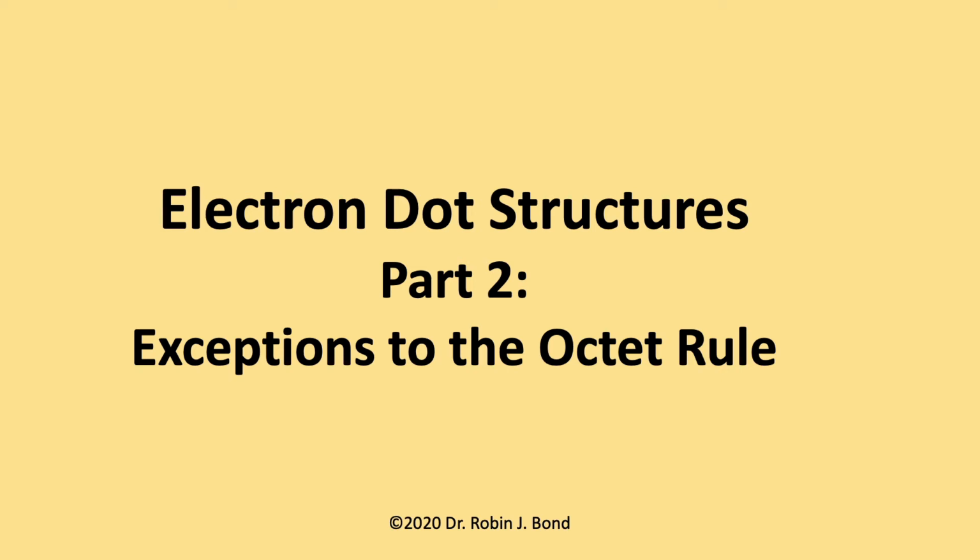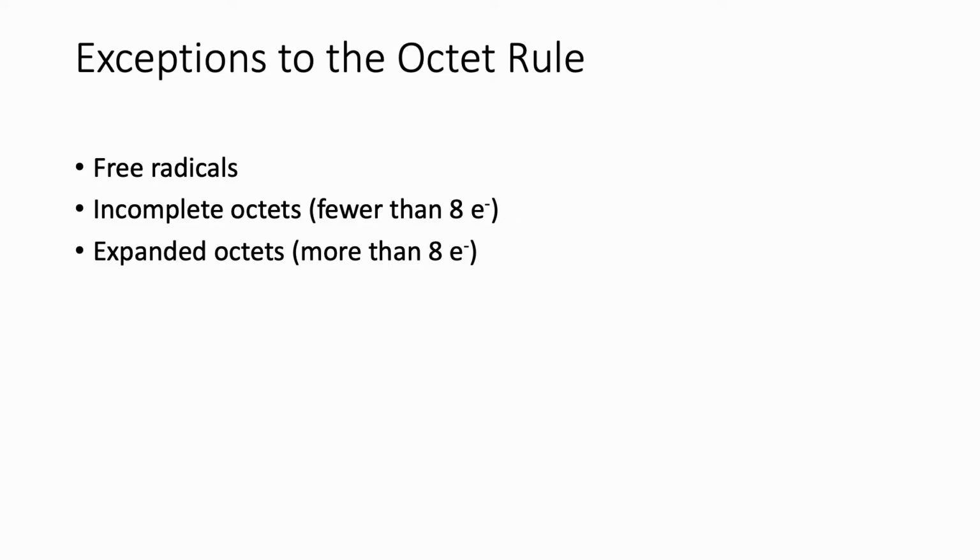Hi, today we're going to talk more about electron dot structures, and specifically we're going to talk about those times when you cannot follow the octet rule. We are going to talk about three exceptions to the octet rule. First, free radicals. Second, those times when you have fewer than 8 electrons, which we call incomplete octets. And then those times when we have more than 8 electrons, which we call expanded octets.